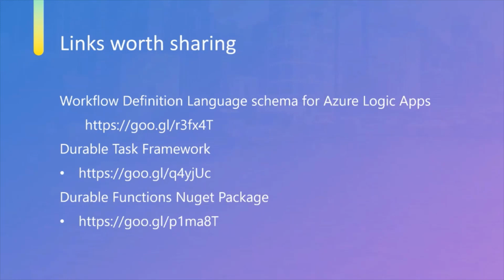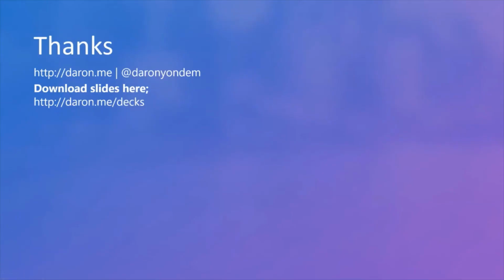The Durable Task Framework is definitely worth a visit to understand where this is coming from. And finally, the Durable Functions NuGet package is the one that you're going to need to look into and add into your Azure Function app. But again, you did see me creating a Durable Function app without really adding any NuGet package, because I did add the template with the orchestrator in it, which in the back end added all the packages that I needed. So with that, that's it.